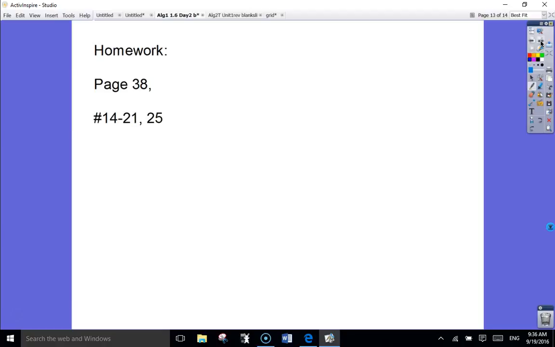So the homework is going to be on page 38, same page, 14 to 21 and number 25, the word problems. Write these down so that when you finish your quiz, you can work on homework. We have plenty of time. This quiz won't take long.